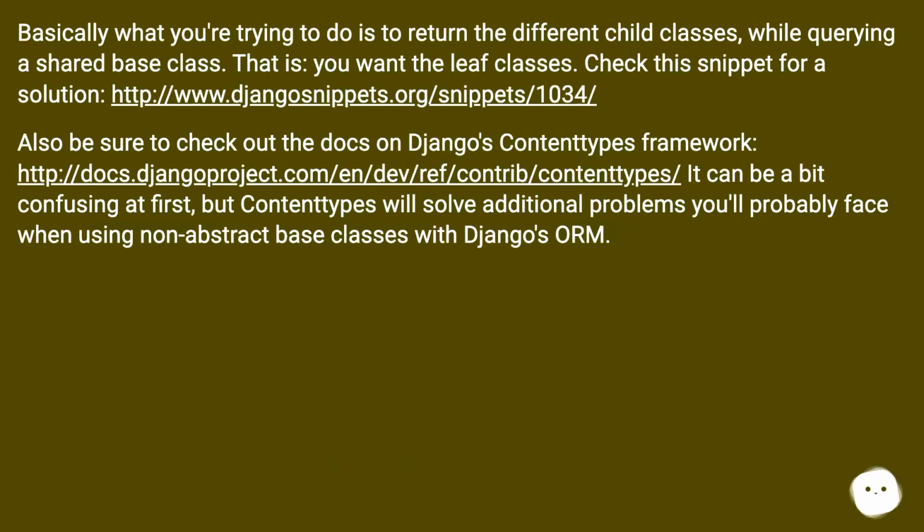Basically what you're trying to do is to return the different child classes, while querying a shared base class. That is, you want the leaf classes. Check the snippet for a solution, this URL. Also be sure to check out the docs on Django's content types framework, this URL. It can be a bit confusing at first, but content types will solve additional problems you'll probably face when using non-abstract base classes with Django's ORM.